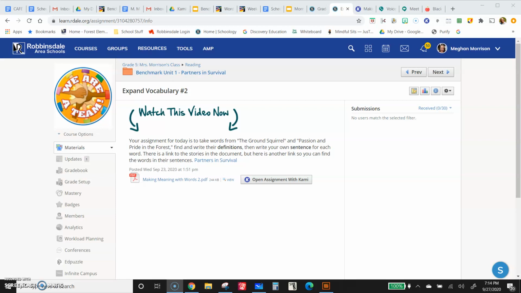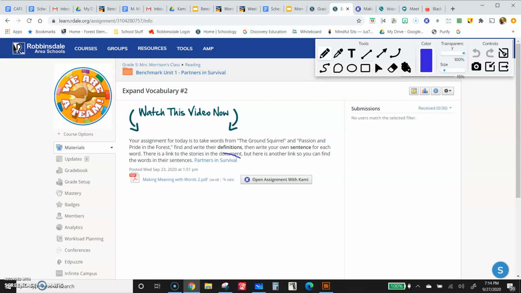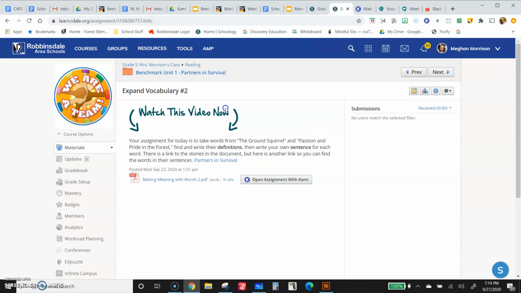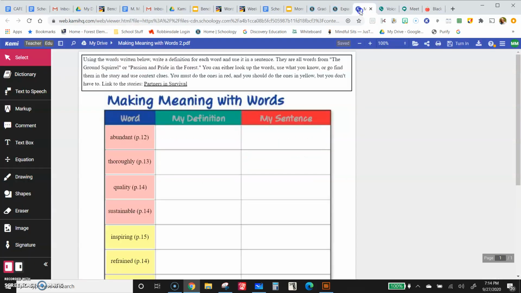Just a reminder, like before, you will want to open up this text so that you can find them in their sentence, because remember, sometimes different words mean different things depending on their context. So you'll want to find the context that these words are in. Now, you open up the assignment in Kami. Remember, it tells you the page that they are on so that you can easily go find it in the text. You don't have to search too hard.